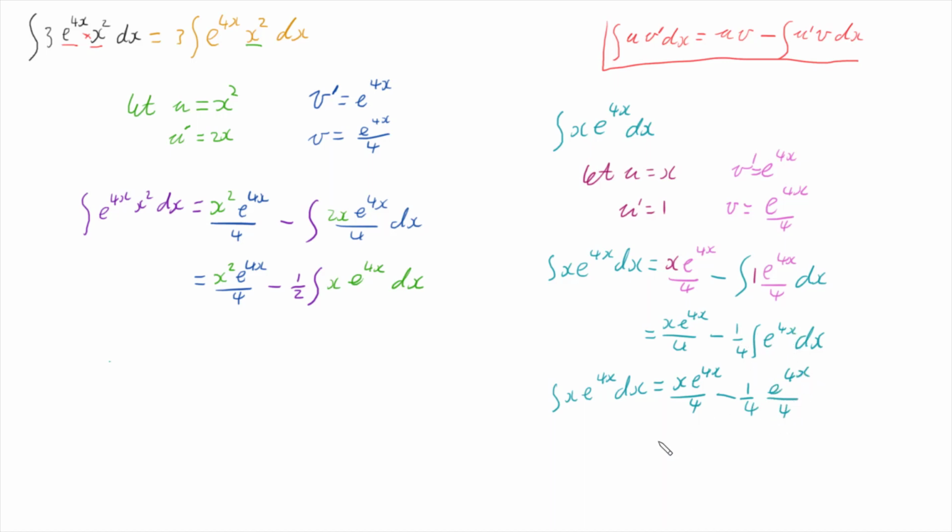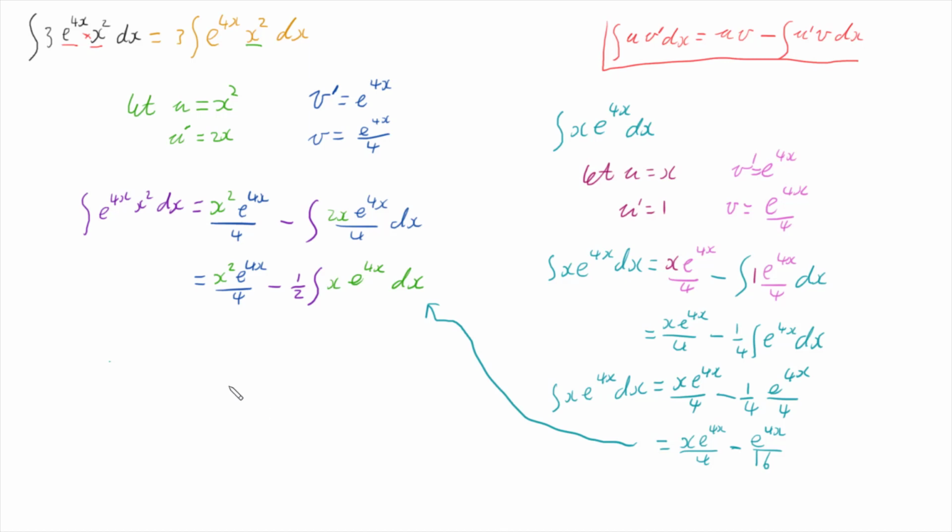And so tidying this up, we get x e to the 4x on 4 minus e to the 4x, quarter times a quarter, 1 on 16. So we have this integral part here is x e to the 4x on 4 minus e to the 4x on 16. So now we're going to take this and we're going to plug it in up here.